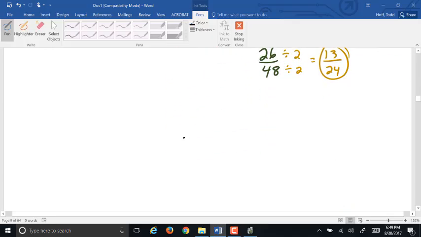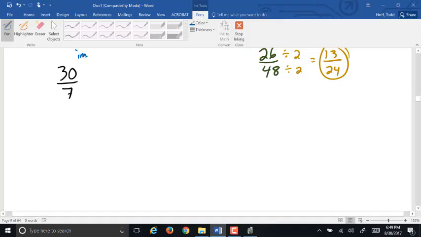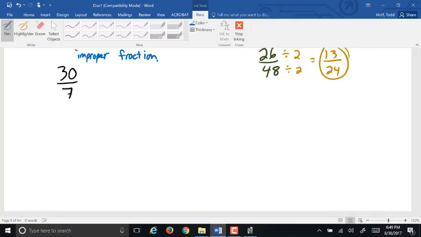The other thing that can happen with our fractions, we can run into something like this, 30 over 7. This is something called an improper fraction. Now, the word improper implies that there's something wrong with it. And that's not really true. There are times that we actually prefer our fraction to be in that form. In fact, in the next 20 minutes, we're going to run into some examples where we prefer it to be in that form.